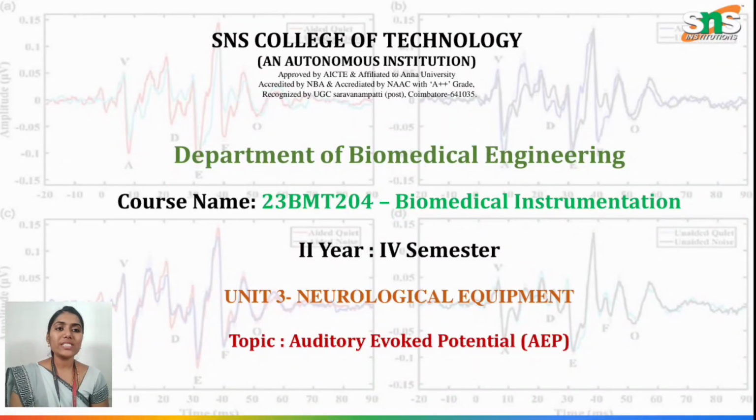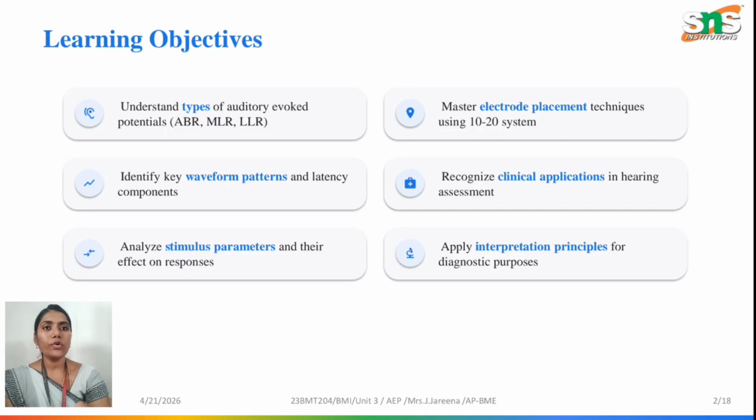Today we are going to see the next important topic in neurological instrumentation, that is auditory evoked potential. So the learning objective is that here we will be discussing the different types of auditory evoked potential, and we will cover electrode placement techniques, what the electrode placement sites are, and how many electrodes we will be using to record auditory evoked potential.